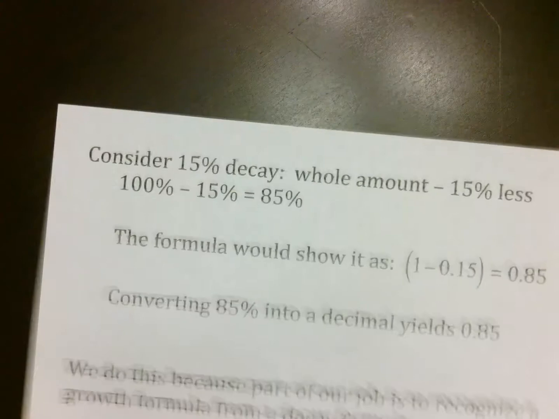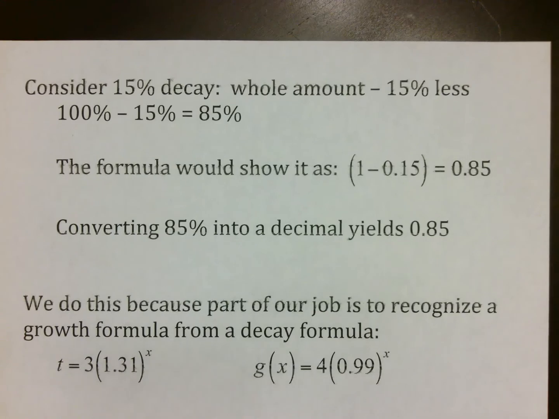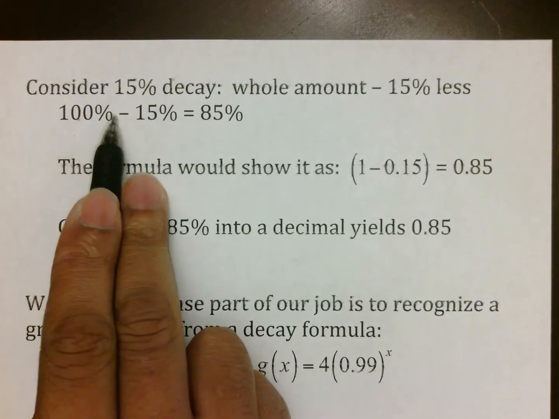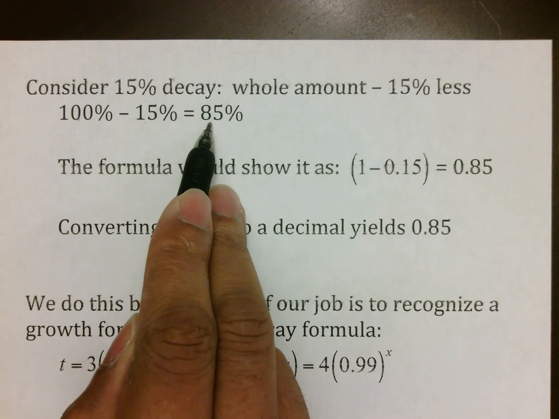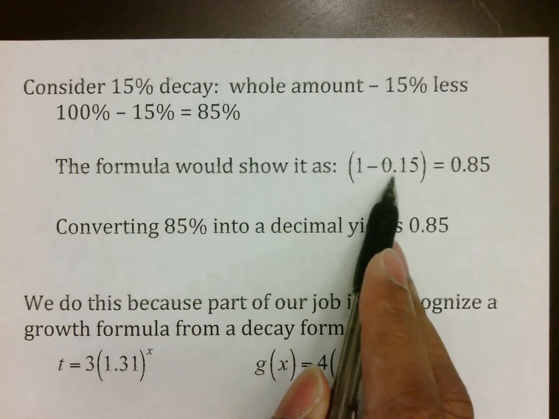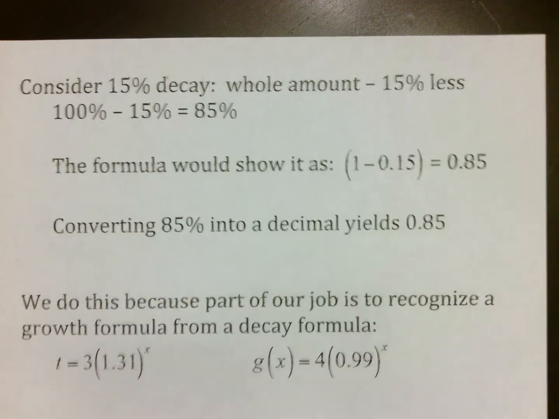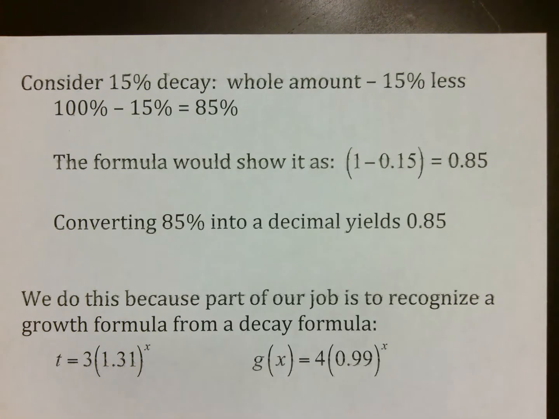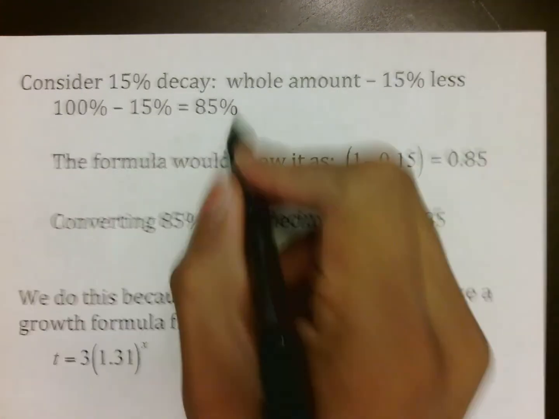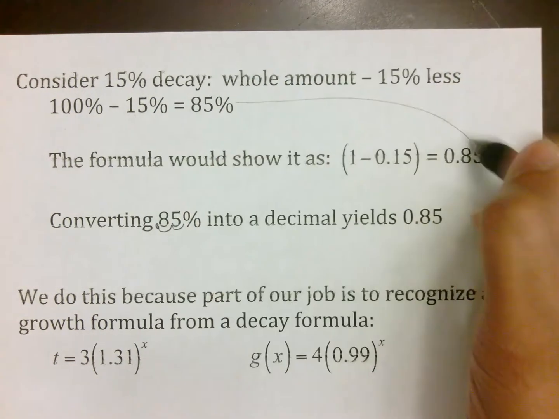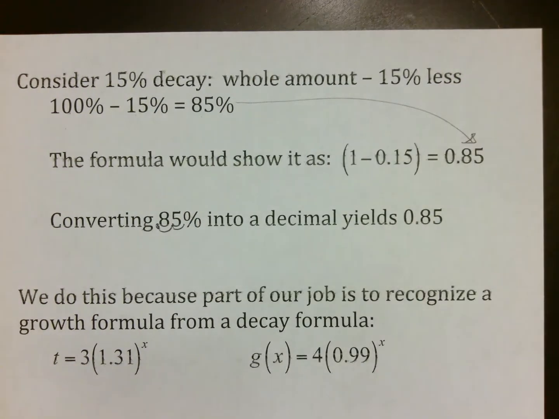If you think about 15% decay, that is the whole amount minus 15%. So a whole amount, which would be your 100, minus 15%, which would give you 85% of the whole thing. The formula would show it as 1 minus 0.15, which, if you type that in, is 0.85. And if you think about 85%, and you move your decimal back 2 places, that's where you get your 85% represented as 0.85.